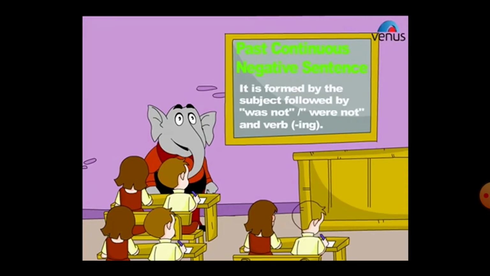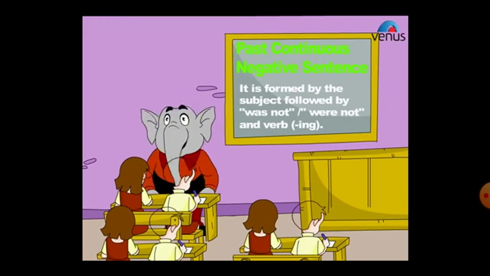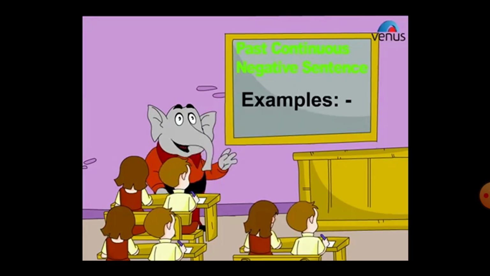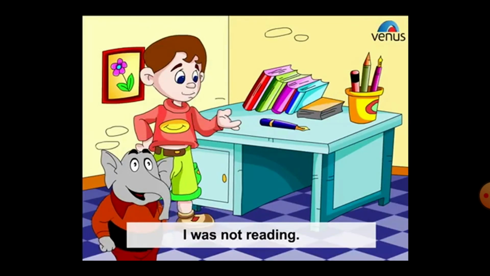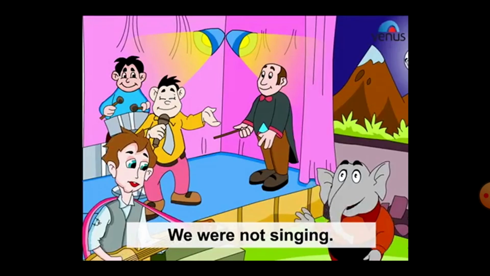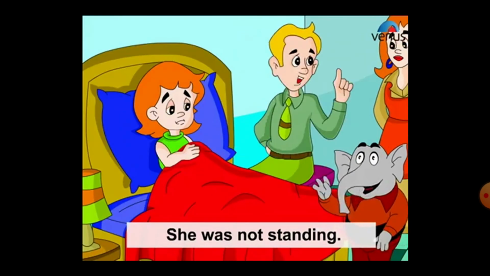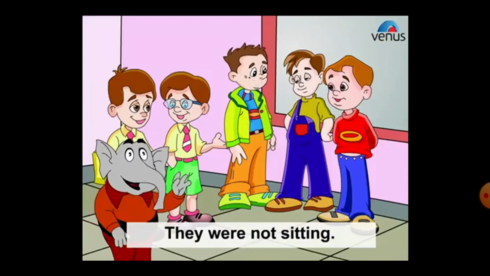Past continuous negative sentence. It is formed by the subject followed by was not, were not, and the verb in ing form. Examples: I was not reading. We were not singing. You were not playing. She was not standing. They were not sitting.